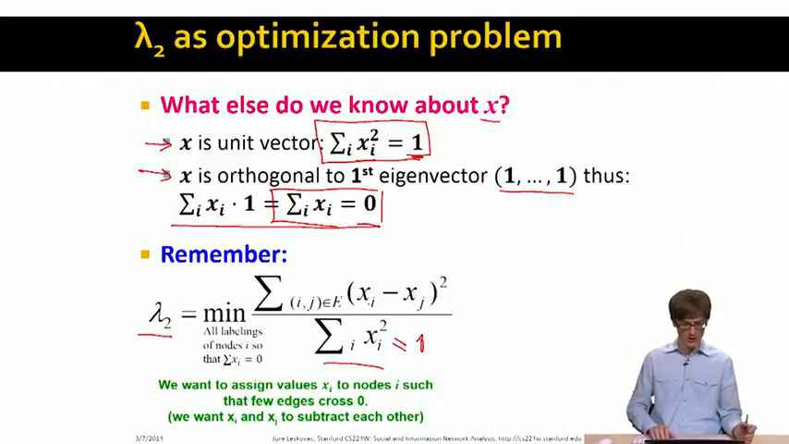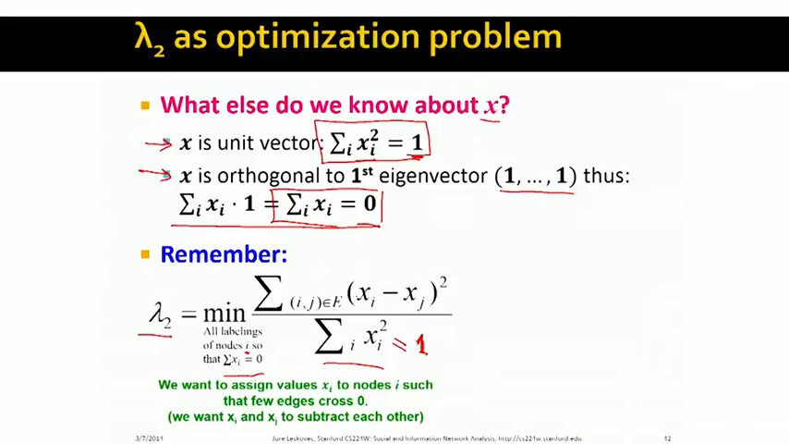So now the way we can think about this minimization problem is that we are minimizing over all the labelings of nodes i, such that the sum of the labels of all the nodes equals 0. We are doing these labelings in such a way that the sum of the squares of the labels equals 1. And we want to minimize the value of discrepancies between the labels of edge endpoints.